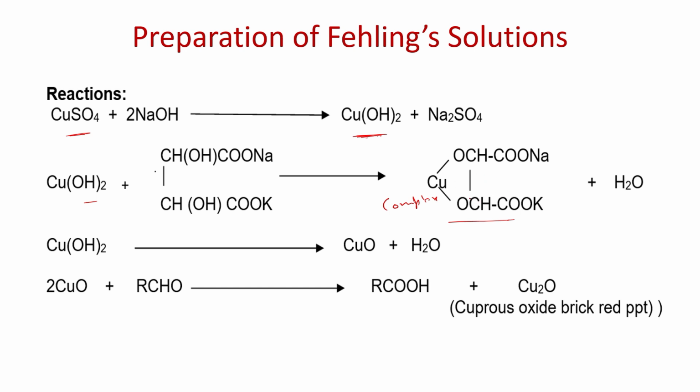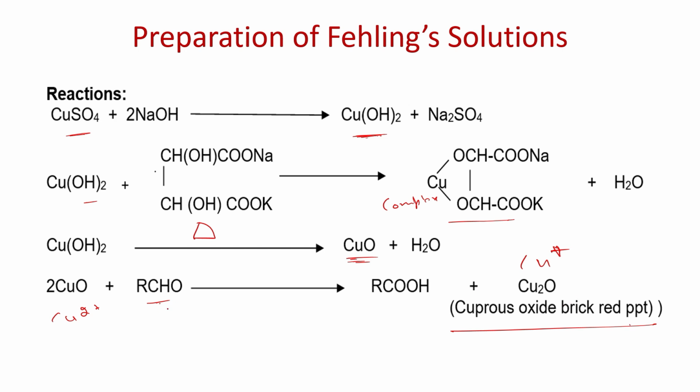So this can be taken as soluble cupric hydroxide. This sodium potassium tartrate keeps the cupric hydroxide in soluble form, and when you heat the cupric hydroxide, you will have cupric oxide. This cupric oxide, when it reacts with the reducing sugar, will reduce the cupric ion to cuprous ion. So we will have the cuprous oxide brick red precipitate at the end point.